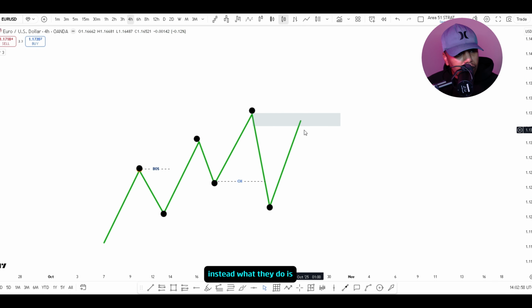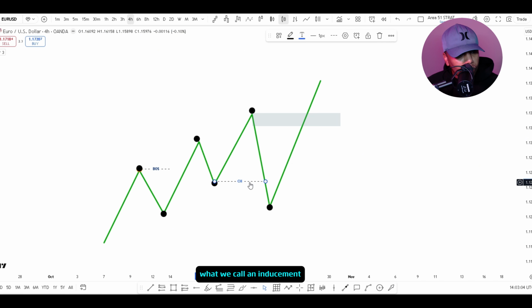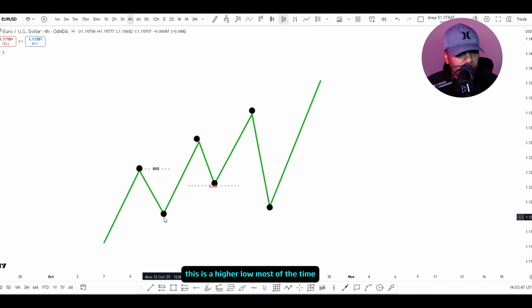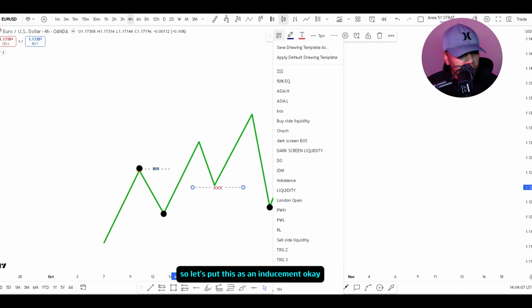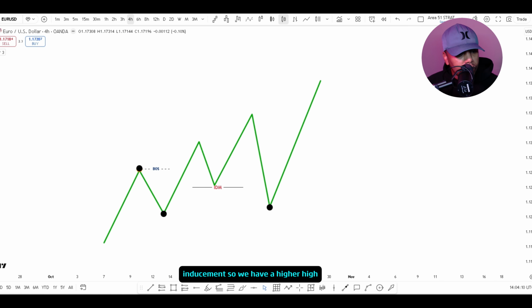Instead, what they do is they're going to look at this as what we call an inducement. Let's say this is a higher high, this is a higher low. Most of the time, smart money traders do not mark a higher high unless they have an inducement taken out, because without an inducement, most of the time, the trade does not work. Okay? So let's put this as an inducement. So we have a higher high, higher low, and then we have price creating inducement.